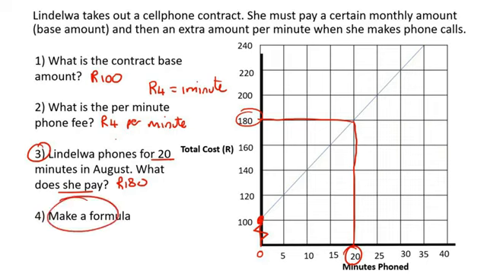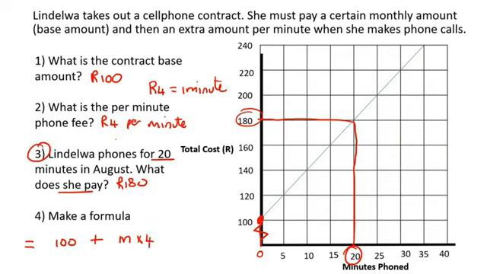Okay, now make a formula. So we know that Lindelwa, the total cost is going to be 100 rand every single month, okay? Plus, for every minute that she speaks, so let's say minute, she's going to pay 4 rand. So that would be the formula, okay?